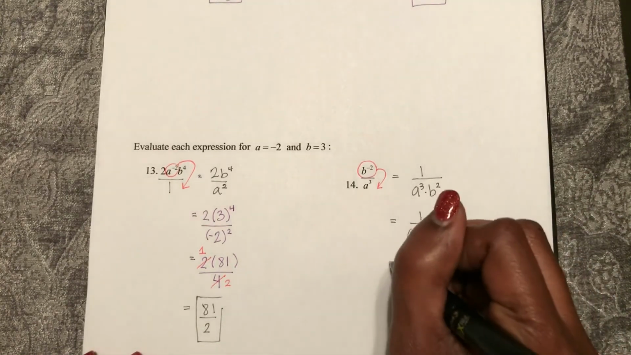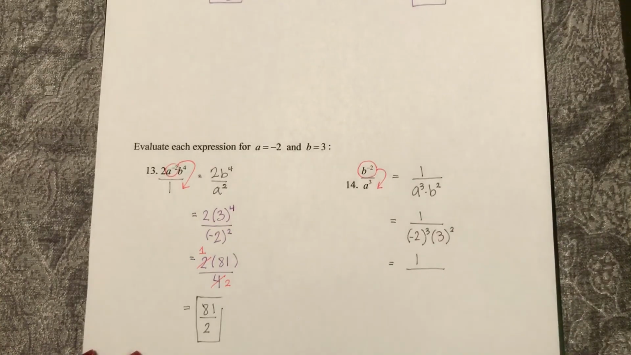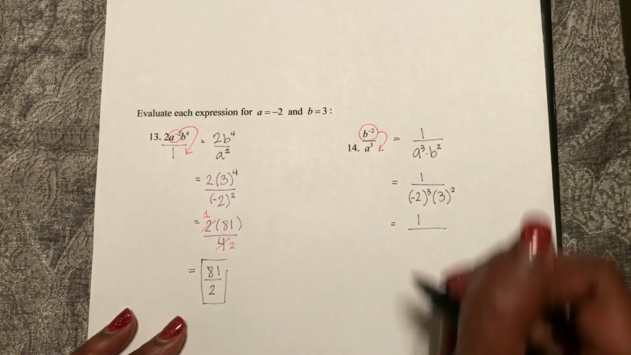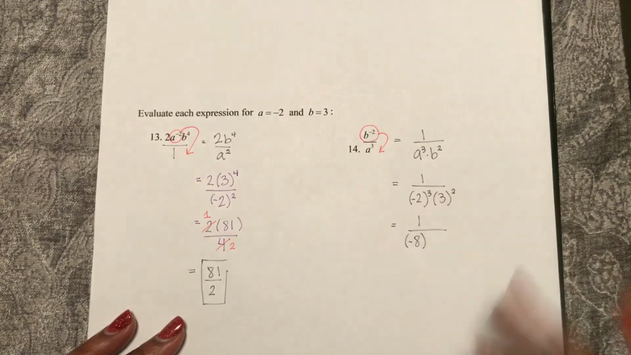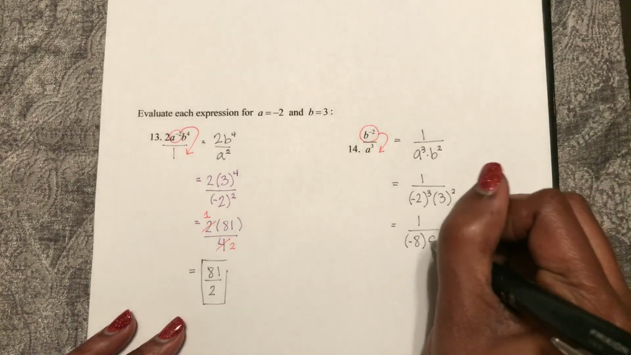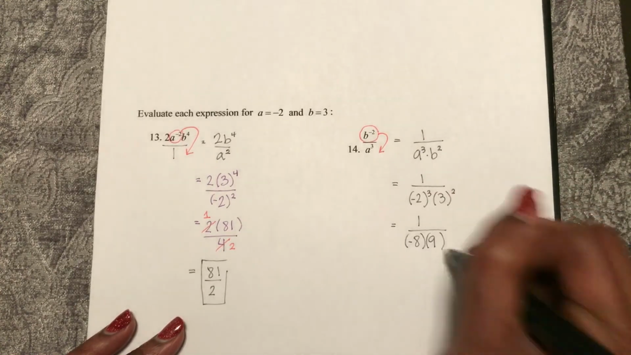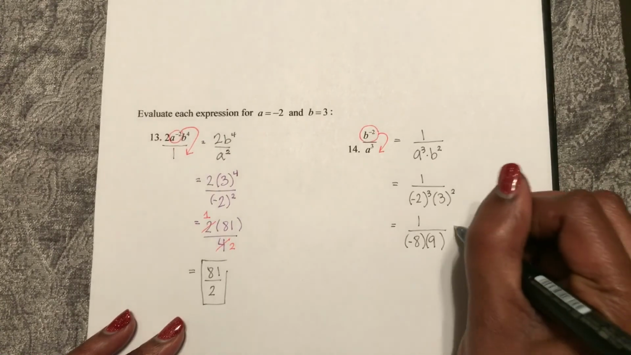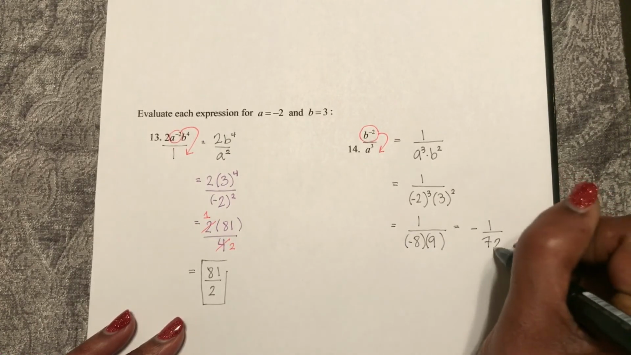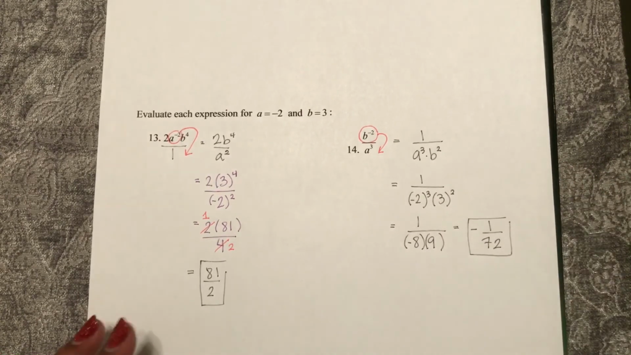Well, what is negative 2 to the 3rd? Negative 2 times negative 2 times negative 2 is negative 8. 3 times 3 is 9. Negative 8 times 9 is negative 72. So my final simplified answer is negative 1 over 72.